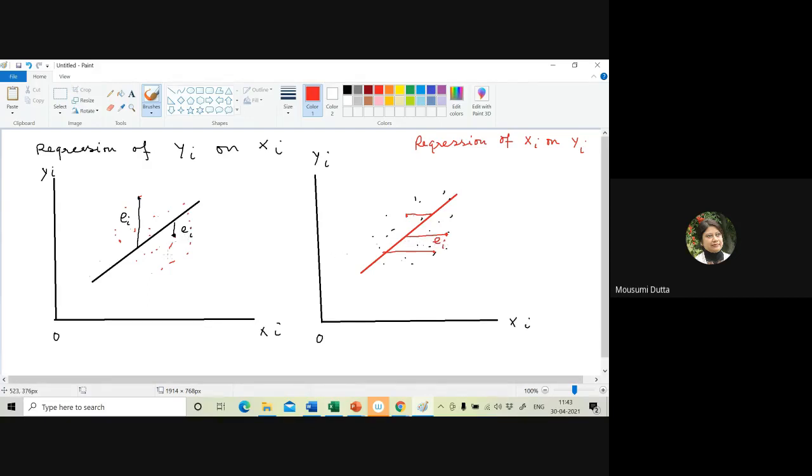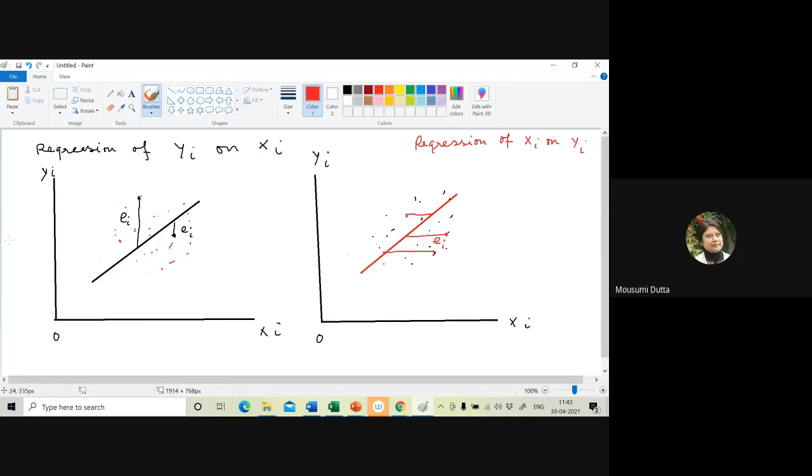And in case of regression of yi on xi, as you are understanding, we minimize the vertical gaps. The residual will be considered as the vertical distance of the scatter from the fitted line. Okay, so earlier when we discussed the regression line, we discussed the entire analysis, and by residual we considered the vertical distance of the scatter from the fitted line.